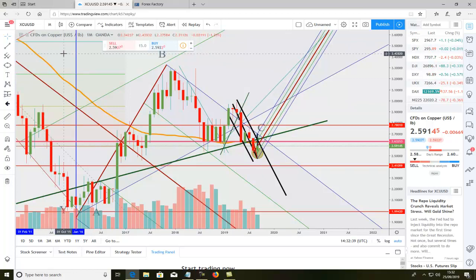The symbol for copper is quite difficult to find on TradingView. XCU USD. X-ray, Charlie, Uniform, USD, Uniform, Sierra, Delta.